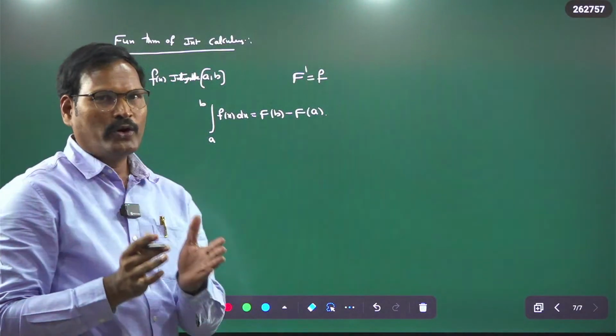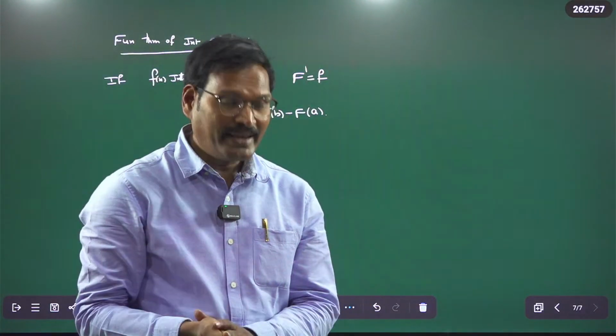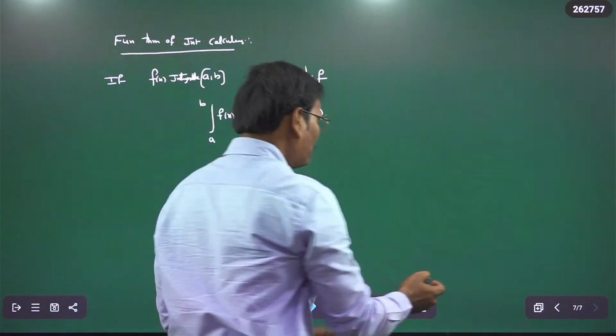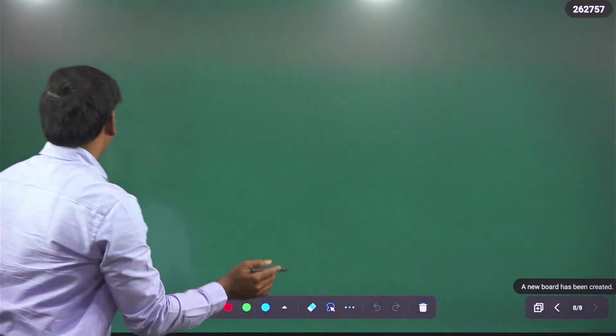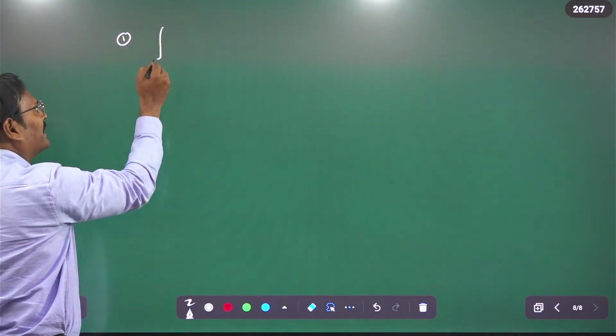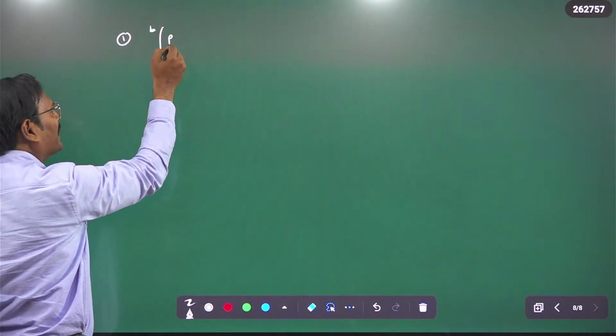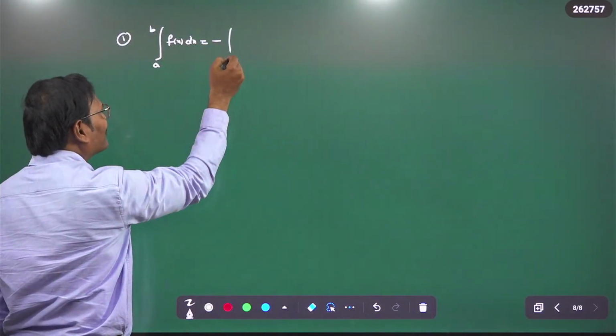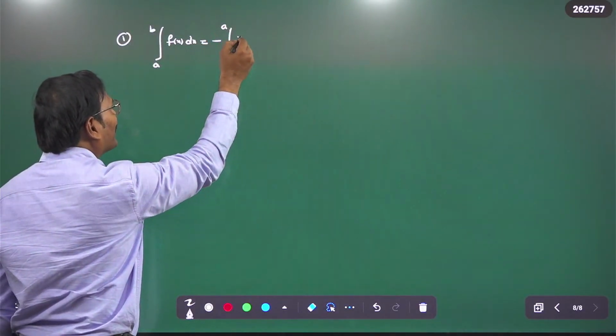Now I am going to explain some small properties of definite integration. So the first one: integral a to b f of x dx is equal to minus integral b to a f of x dx.